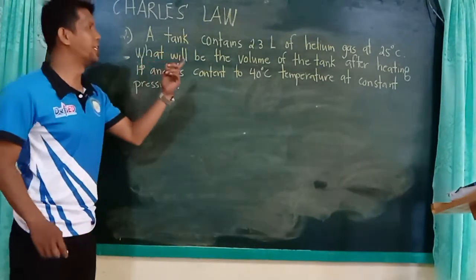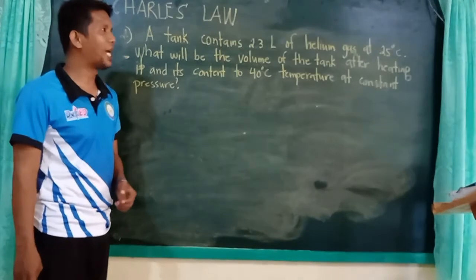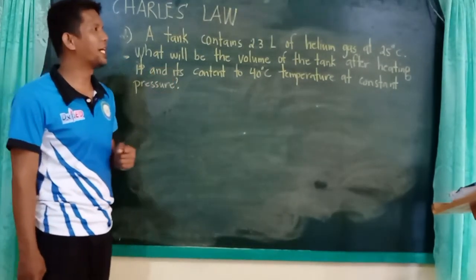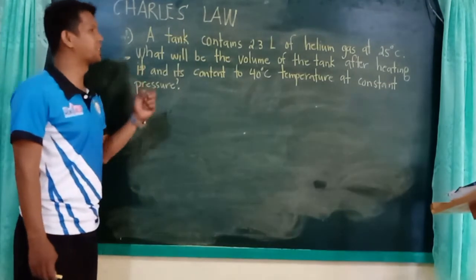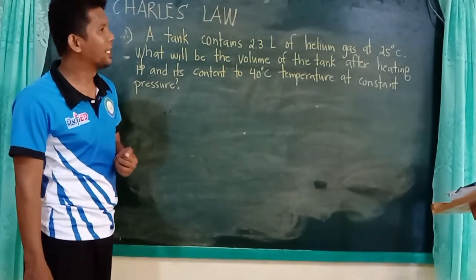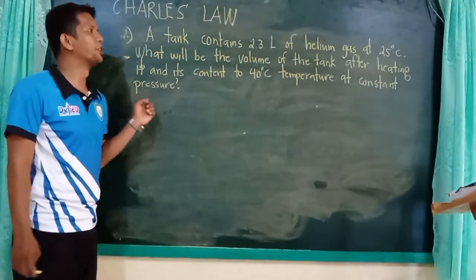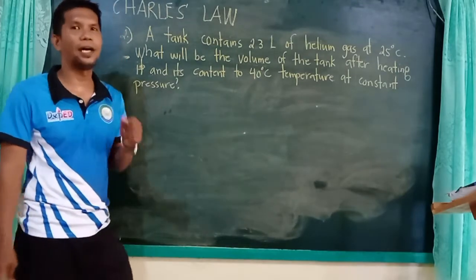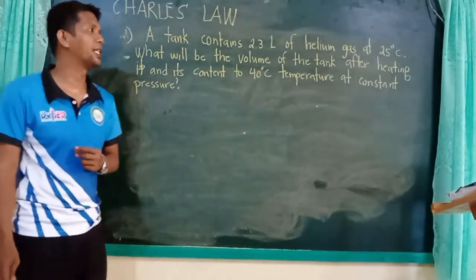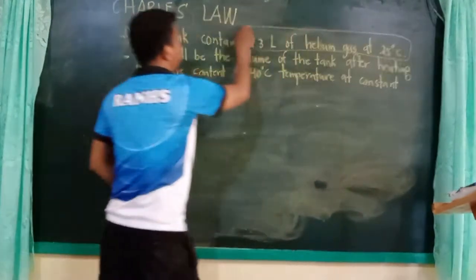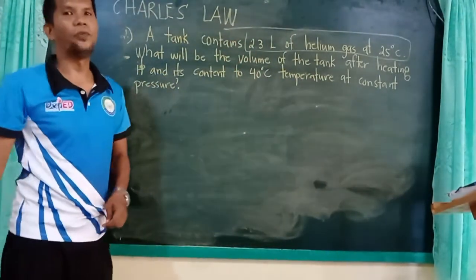So a tank contains 2.3 liters of helium gas at 25 degrees Celsius. What will be the volume of the tank after heating it and its content to 40 degrees Celsius temperature at constant pressure? So, kanina sabi ko sa problem number 1, hanapin niyo yung word na "at" para ma-identify natin kung ano yung V1 at T1 natin. So, at this point in time, in this problem, this is our V1 and T1.